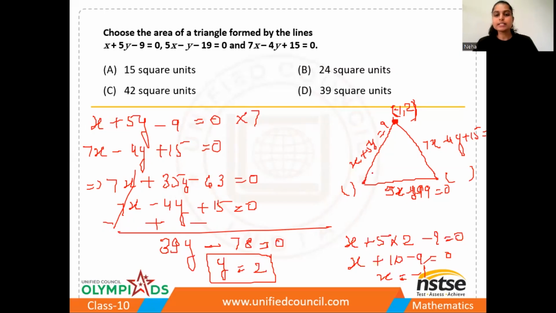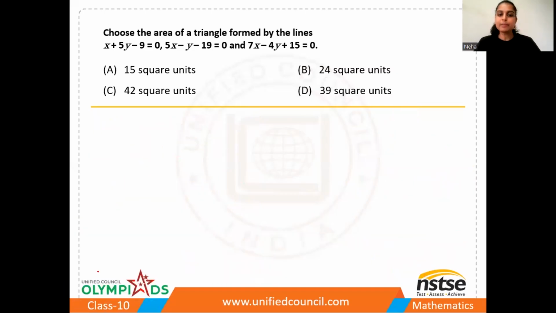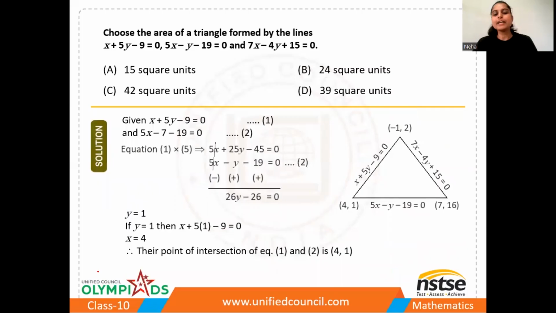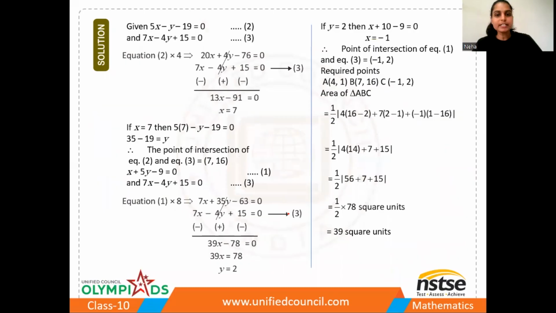Similarly, this vertex is the intersection point of these two lines, so I can do the similar thing. And this point is the intersection point of these two lines, so I can do the similar thing, right? So with the help of this method, I can find out the intersecting points for all the three vertices, like this. Now, I have the coordinates for all the three vertices.